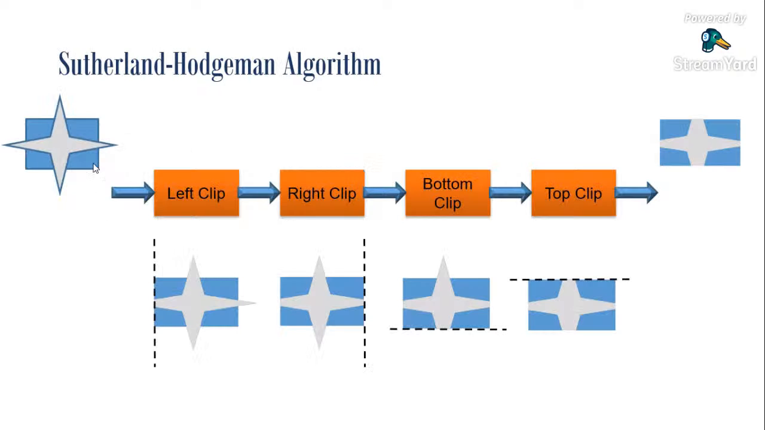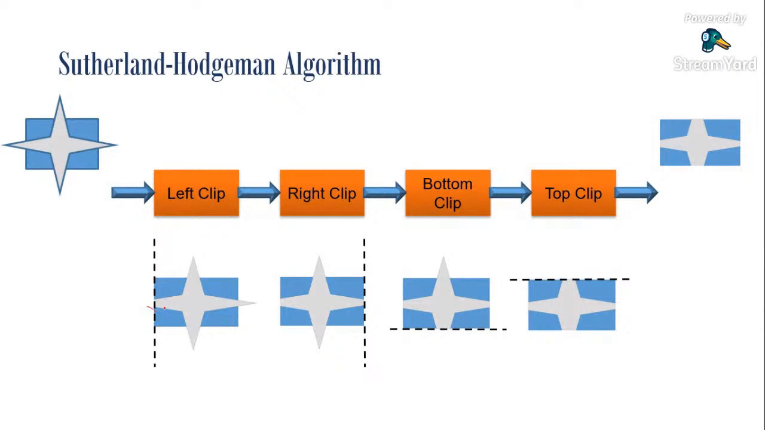Now see here, suppose this is the object you want to clip against the window. Whenever you are clipping it against the left, you will remove this part. This will be input for the next right clip, where the object is clipped against the right boundary. Then the output is given to the bottom clip, where the bottom side will be clipped, and then it is provided to top clip, and finally you will get the object clipped against the window.